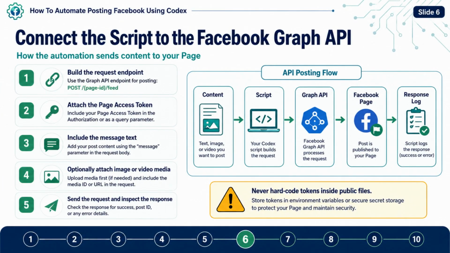To connect your script to the Facebook Graph API, build your request endpoint, attach your token, include your message text, and optionally add media. Remember to always log responses and never hard-code your secrets.